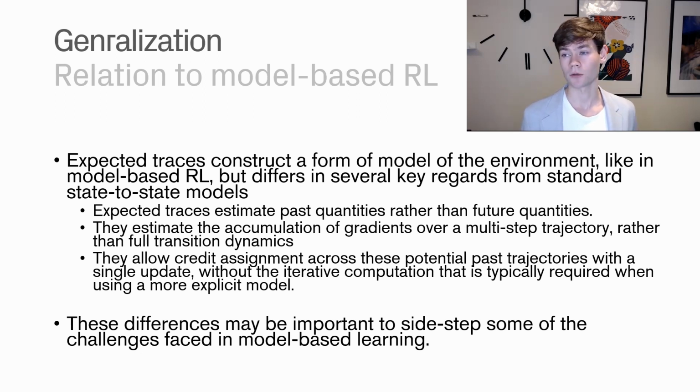So in the model-based setting, you normally construct a model to be able to predict the future, right? What we're doing here is we're having some model, but it's really about the past that we used in order to get to the present state. In addition to this, they estimate the accumulation of gradients over a multi-step trajectory rather than full transition dynamics.